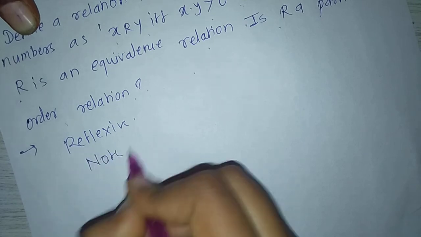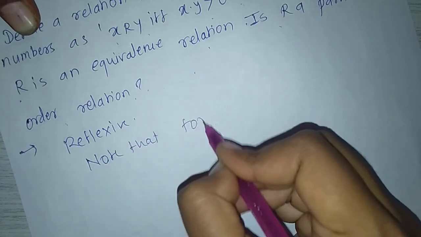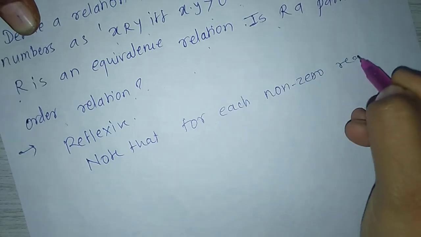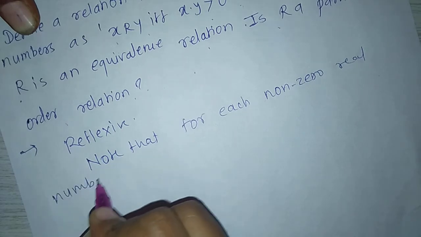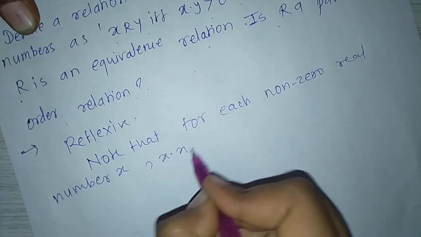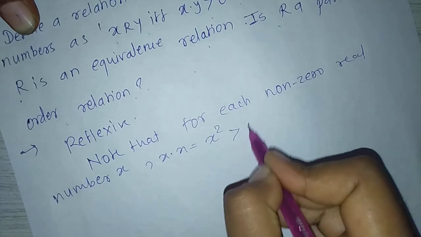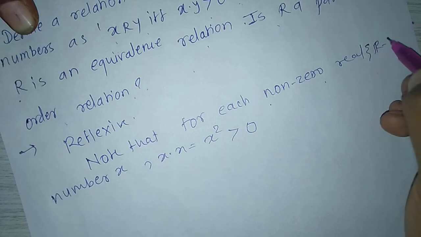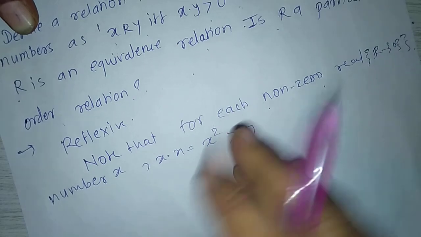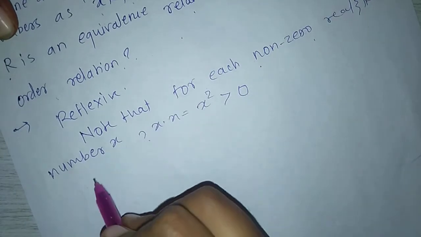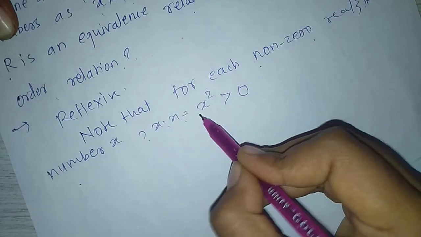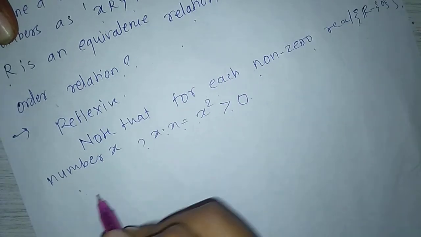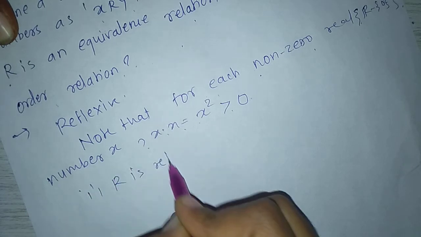Note that for each non-zero real number x, x times x equals x square, which is greater than 0. Non-zero real number means the set must be R minus singleton 0. So x times x equals x square is greater than 0 and x belongs to R minus singleton 0. Therefore, R is reflexive.